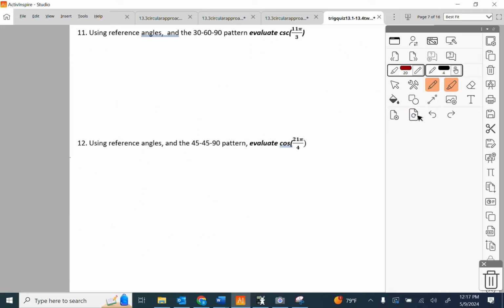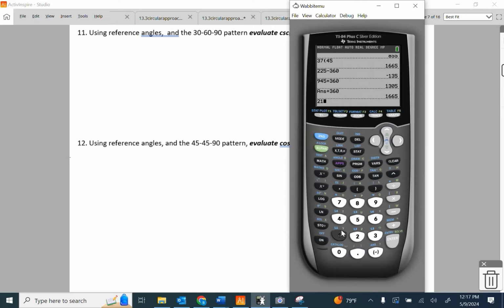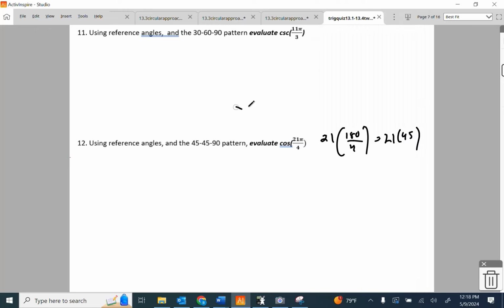Using reference angles in the 45, 45, 90 pattern, evaluate the cosine of 21 pi over 4. So again, it's 21 times 180 over 4. That's going to be 21 45s, which is getting on up there. What is that going to be? 820. I probably shouldn't do that in my head right now. 21 times 45. 945. And I don't want to draw that.